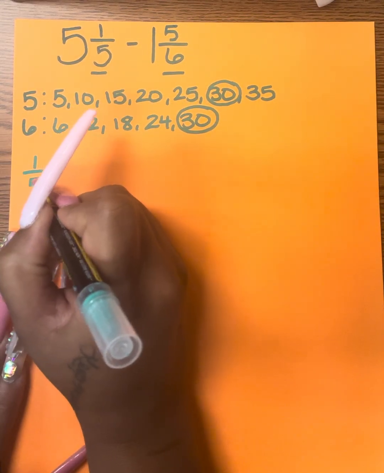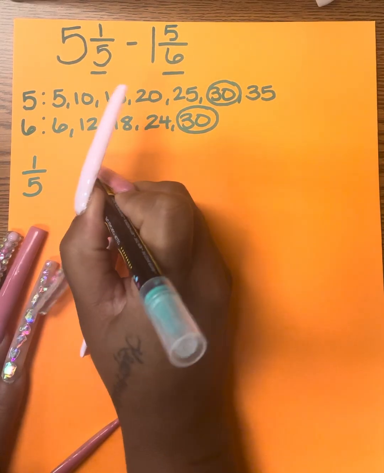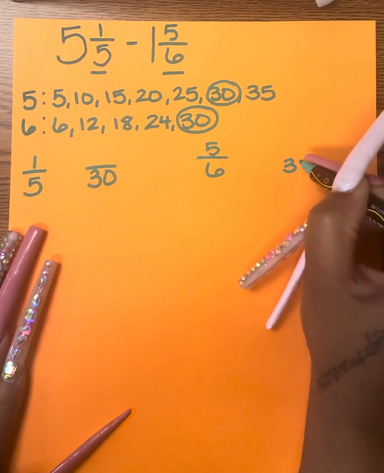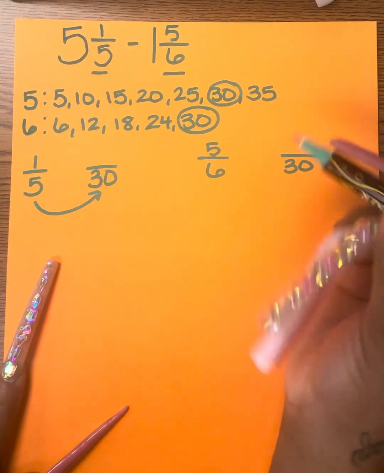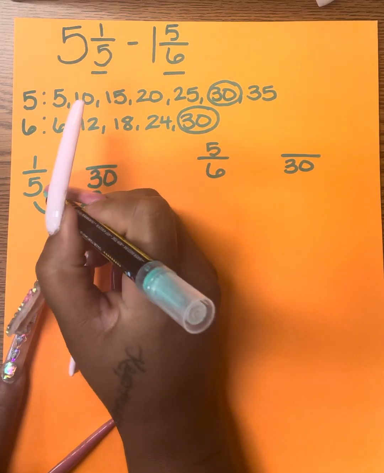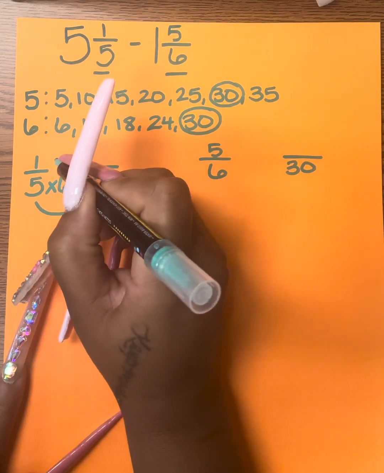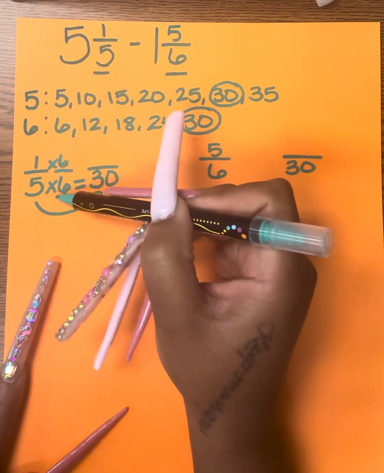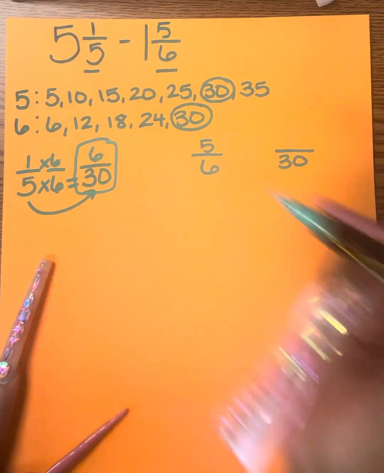So now it's time to do the setup. 1/5 needs to have a denominator of 30. 5/6 needs to have a denominator of 30. How am I getting from 5 to 30? I multiply times 1, 2, 3, 4, 5, 6. Because I multiplied times 6 at the bottom, I'm going to make sure I multiply times 6 at the top because I want to make sure I am multiplying by a fraction of 1. So my new fraction is 6 over 30.